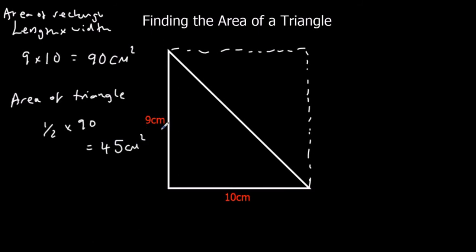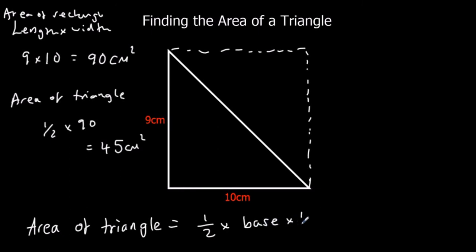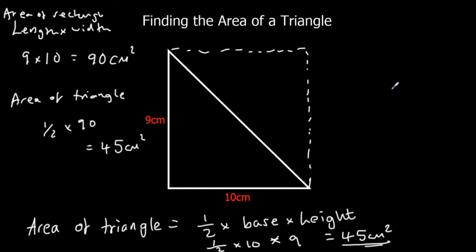So it'd be useful to have a formula for the area of a triangle. So what we're going to do is we're going to say the area of a triangle is half times the base times the height. Half times base times height. So what we can do is we can do half times 10 times 9. Half times 10 is 5. 5 times 9 is 45 centimeters squared again. So when we're working out the area of a triangle, we're going to do half times base times height.